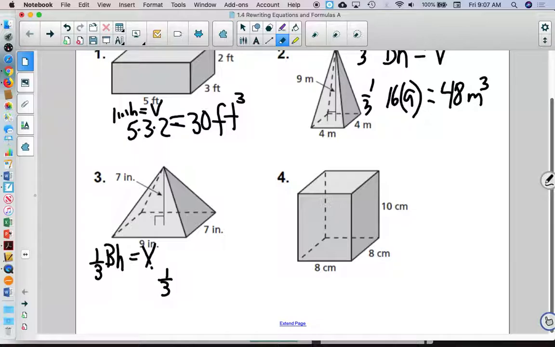What's the area of the base? 63, because 9 times 7 is 63. Times, what's the height? 7. Raise your hand, stop blurting. Let other people get involved. 1/3 times 63 times 7. Miss Erin, what do you get? 147 inches cubed.